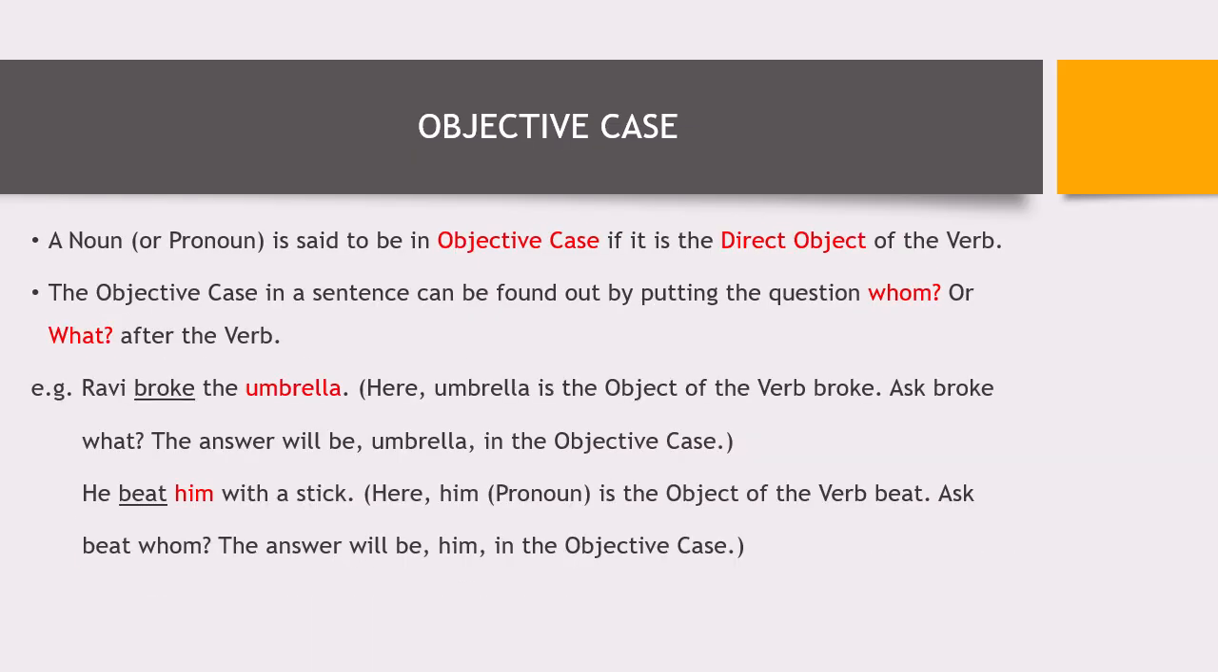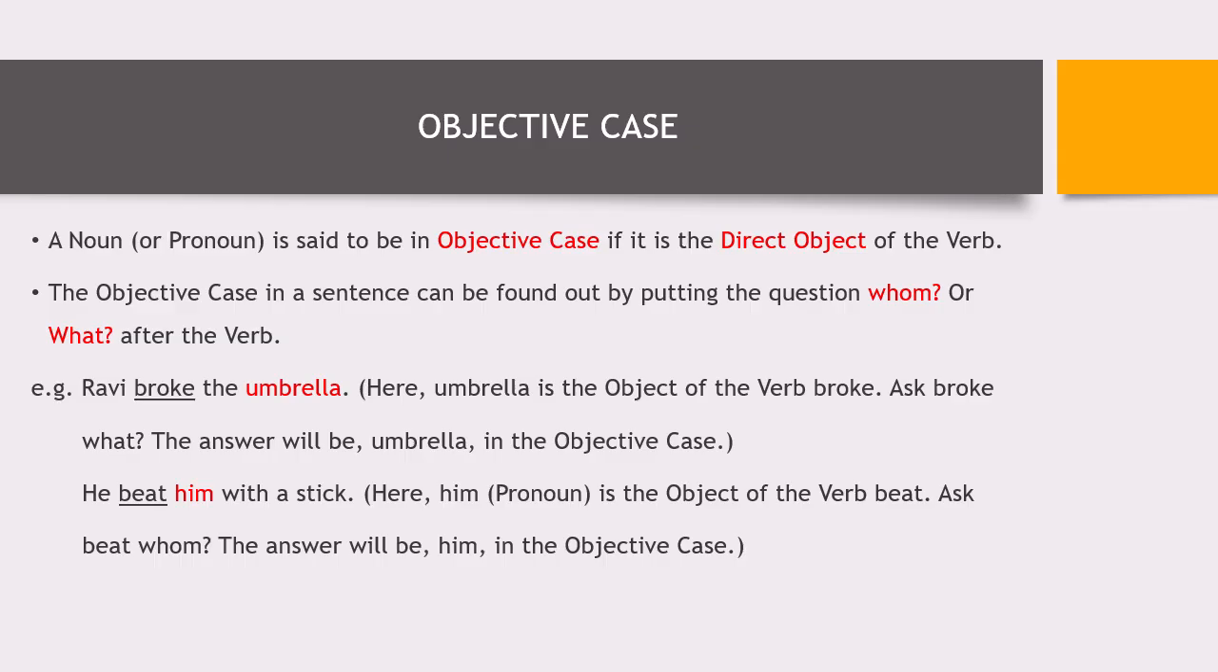Objective case. A noun or pronoun is said to be in objective case if it is the direct object of the verb. The objective case in a sentence can be found out by putting the question who or what after the verb. For example, Ravi broke the umbrella. Here, umbrella is the object of the verb broke. Ask broke what? The answer will be umbrella in the objective case.